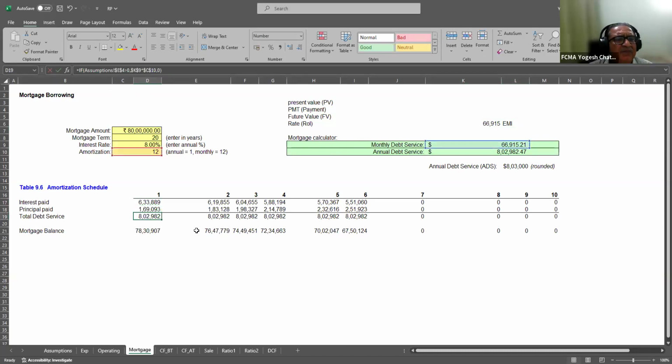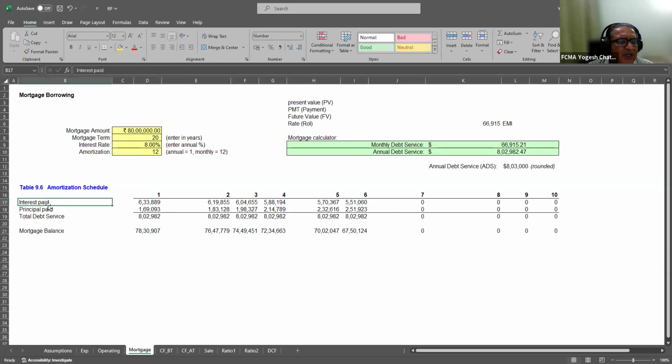This is very important, the total debt service and mortgage balance. That is worked out through the present value function. This is a detailed calculation; I will explain it some other time. All this calculation is very important.